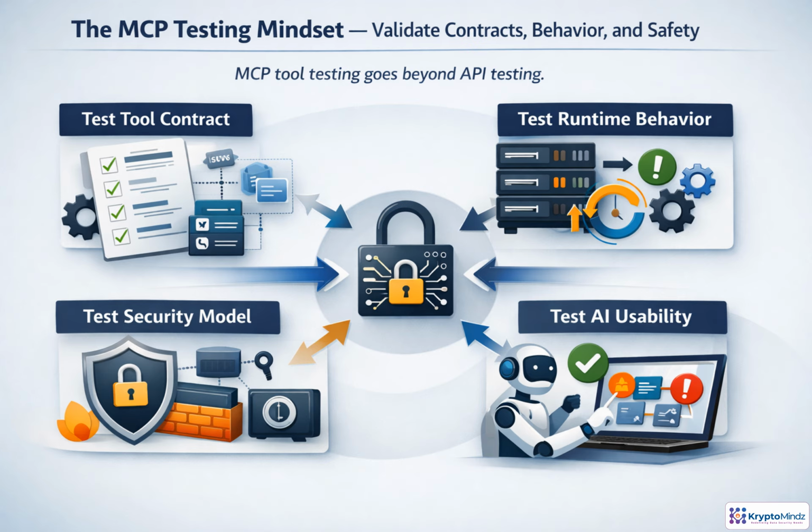But correctness alone is not enough. The tool must also respect authentication, authorization, tenant boundaries, and secret handling. And because AI clients call these tools, we test agent usability too. Can the model choose the right tool, provide valid arguments, and avoid unsafe actions? Quality comes from all of these layers working together.